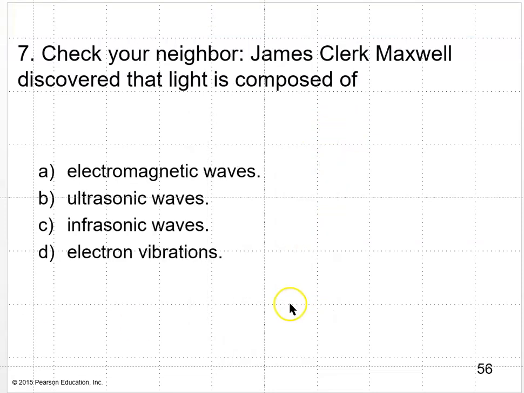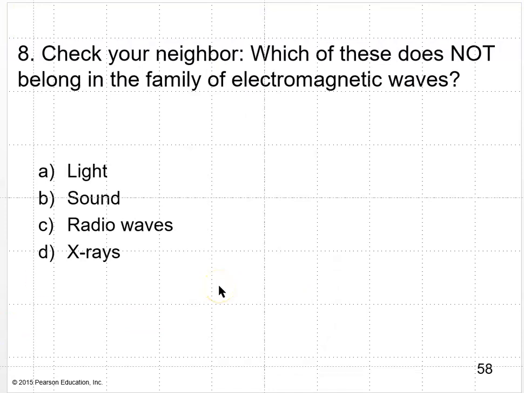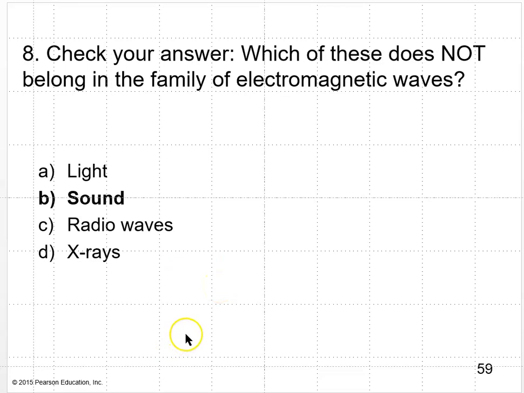James Clerk Maxwell discovered that light is composed of electromagnetic waves. Which of these does not belong to the family of electromagnetic waves? It's sound. Now, the way I like to remind students of this is through the old saying, nobody can hear you scream in space. But, I always add this, they can sure see you scream in space. The reason for that is because sound requires a medium to travel through, like air. There's no air in space. So sound waves do not travel through space.